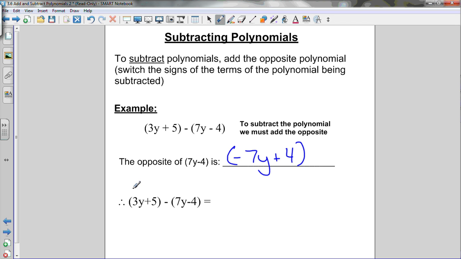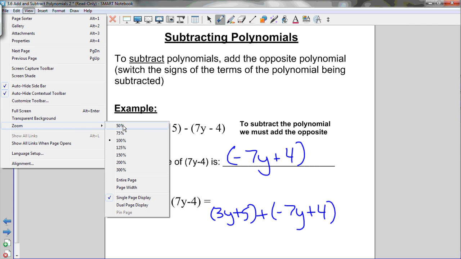So I'm going to rewrite this as an addition question instead of a subtraction question. So I have 3y plus 5 minus 7y minus 4. So I know it's a subtraction question, so I'm subtracting polynomials. I can rewrite this as an addition question by adding the opposite of 7y minus 4. So I'm going to keep the first polynomial the same, 3y plus 5. And then instead of subtracting 7y minus 4, I can add the opposite of this. So add negative 7y plus 4. Now I've created myself an addition question that I know how to do because we know how to add polynomials.